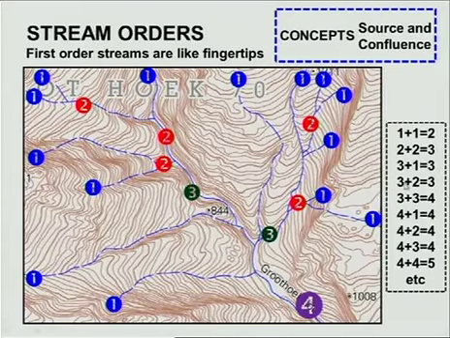There we go, another one. Third plus second order remains a third. But let's see what's happening now. A 3 plus a 3 gives you a 4. Then it starts again. 4 plus a 1 gives you a 4, and so forth, until we get a 4 plus a 4, fourth order, that gives you a fifth order.